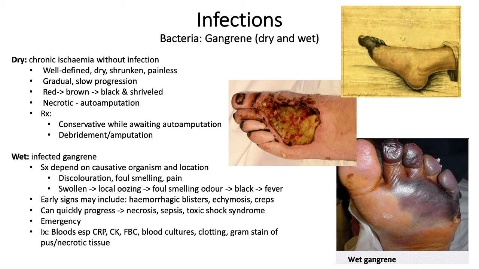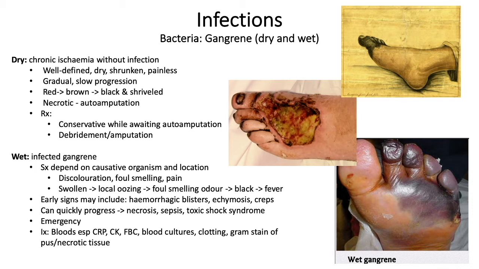So on the top right, this is quite an old picture of dry gangrene. It tends to develop, for example, in smokers or people who have diabetes or arteriosclerosis. And you can get the impression from that image that it's a well-defined, dry, shrunken, red-black area of tissue. It tends to be painless. It's necrotic tissue and ultimately will fall off in a process called autoamputation. Once it's developed, the tissue isn't salvageable. Treatment can be conservative while awaiting autoamputation, or it can be surgically debrided or amputated, and this may help avoid infection.